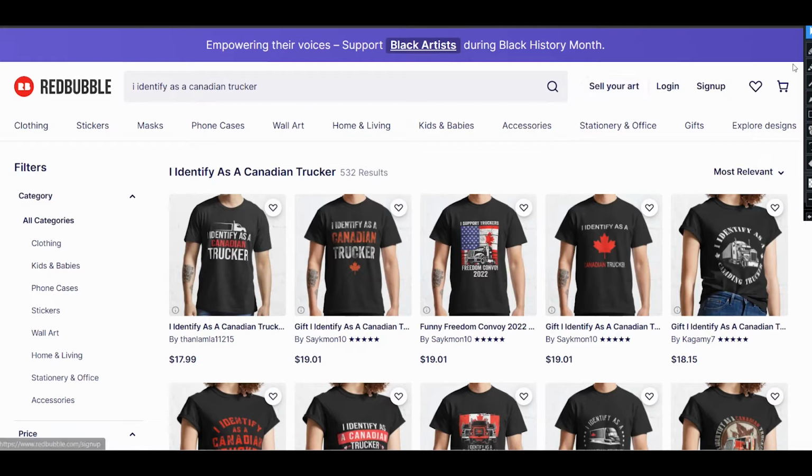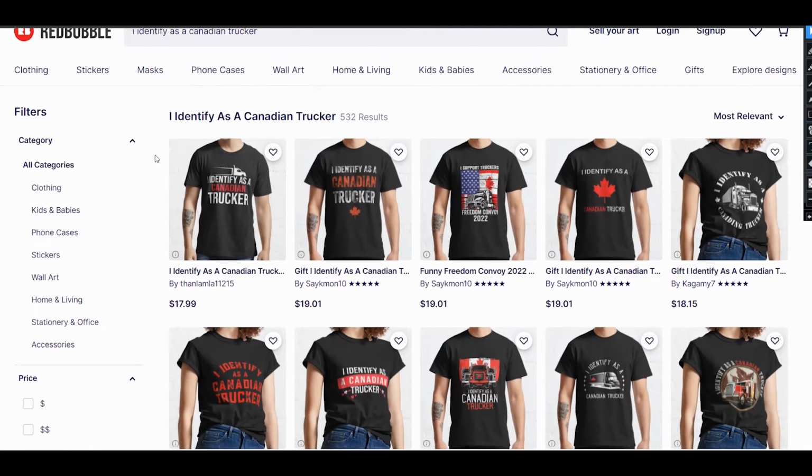Okay, let's go to the next design idea. It is another trending idea I identified: Canadian trucker. And this trend, I think it is hotter from one side, and from another side, I am not sure that this trend will sell for a really long time, because I think that soon in the future it will go down.